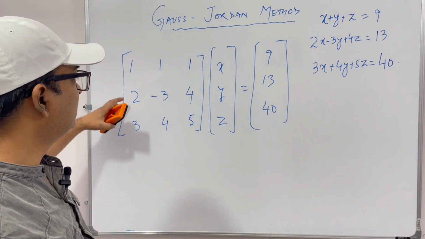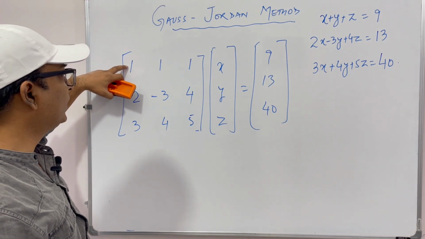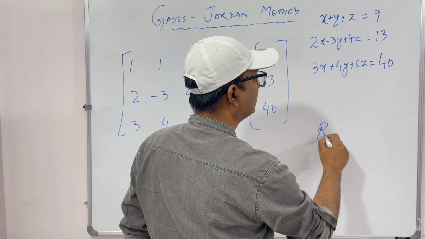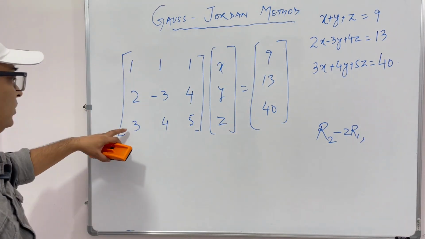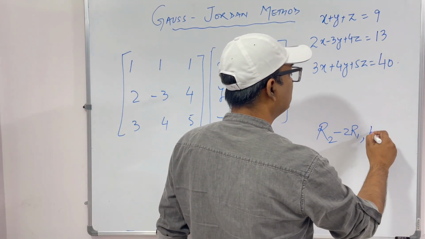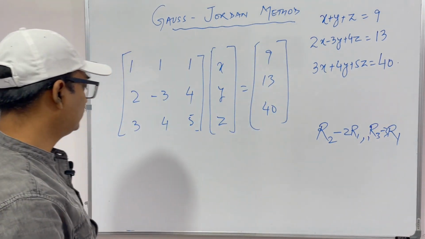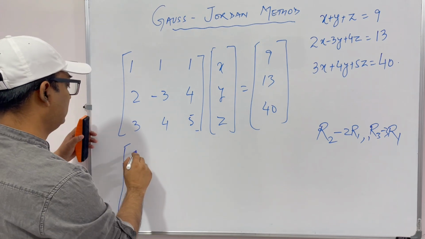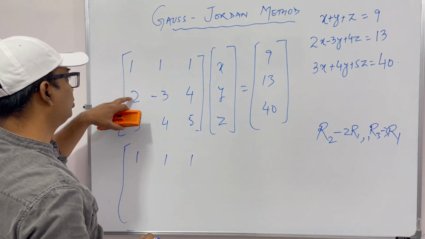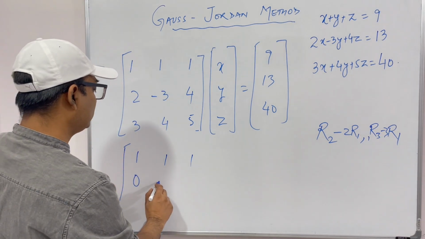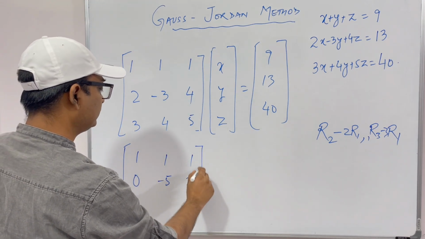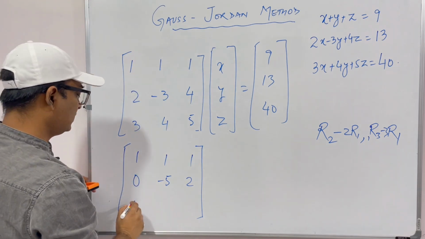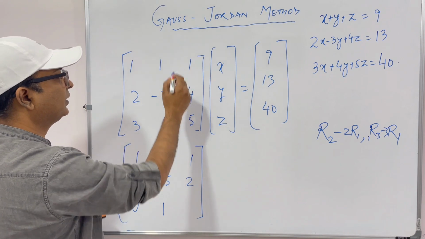Let our first operation be, see, this is 2. So if we multiply row 1 by 2, and then row 2 minus row 1, this will be 0. So our first operation will be R2 minus 2R1, and similarly on R3 also we can do R3 minus 3R1. Let's see what will be the result. This minus 2R1, so this is 2, 2, 2 from 1, 1, 1. So 2 minus 2, 0. Minus 3 minus 2, minus 5. 4 minus 2, 2. This is 3R1, we have written 3R1. So this is 3 minus 3, 0. 4 minus 3, 1. 5 minus 3, 2. So this is our first matrix.